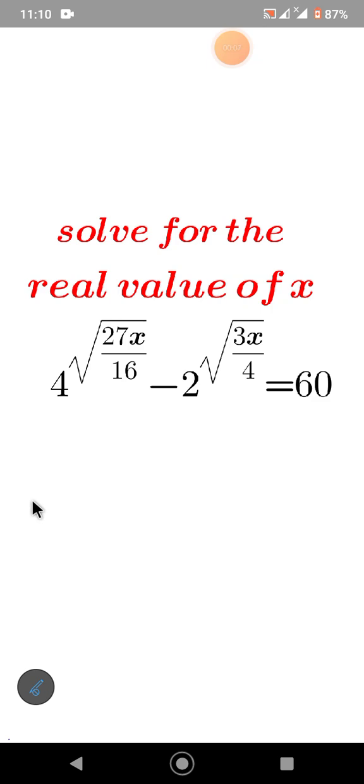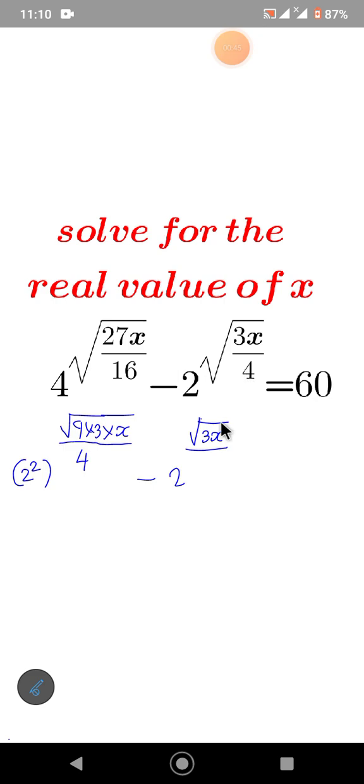In today's video I'll be solving this interesting Olympiad mathematics question. Now this 4, I'm going to change it to 2 raised to the power of 2. So I'll write 2 raised to the power of 2, all raised to the power square root of 27, which is the same thing as 9 times 3, then all multiplied by x over the square root of 16, which is 4, minus 2 raised to the power of the square root of 3x all over the square root of 4, which is 2, all equal to 60.